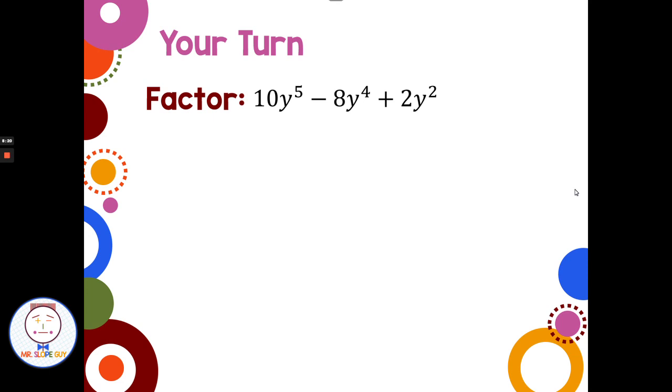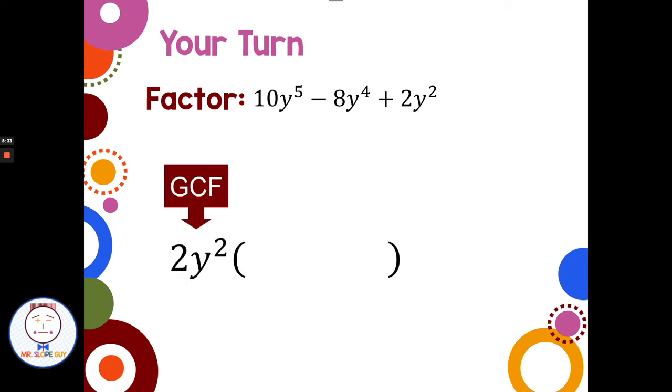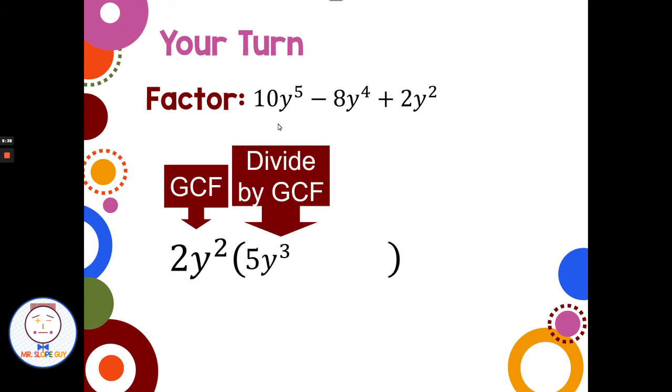All right, a little harder here. 10y to the 5th minus 8y to the 4th plus 2y squared. Factor by removing the GCF. Pause the video, come back, see how you did. All right, welcome back. So our GCF, 2y squared. 2y squared times what is 10y to the 5th? That is 5y to the 3rd. What times 2y squared is negative 8y to the 4th? Negative 4y squared. What times 2y squared is 2y squared?